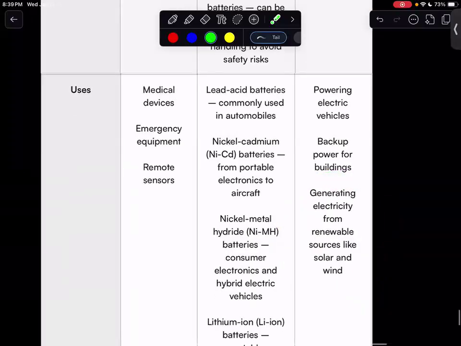So hopefully this helps you learn a little bit more about the different types of batteries, how they relate to redox reactions, and gives you a little bit more insight in how to look at those oxidation and reduction reactions, as well as the anodes and cathodes of our three types of reactions.